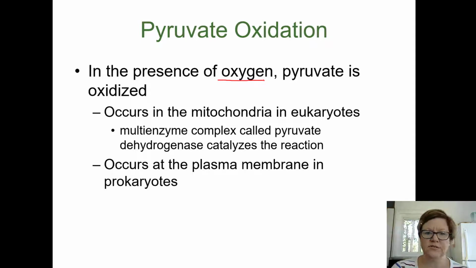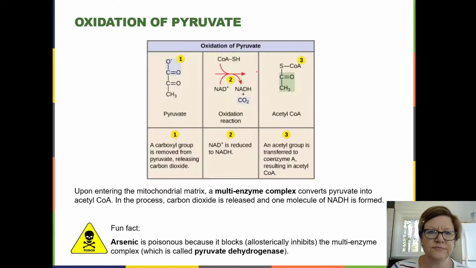And this is going to also be possible in prokaryotes, but in prokaryotes, since they don't have mitochondria, this would have to happen on the inside of the plasma membrane, but the enzyme is embedded in the plasma membrane for prokaryotes. So this is pyruvate oxidation, or the oxidation of pyruvate.